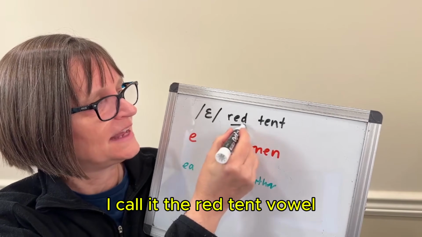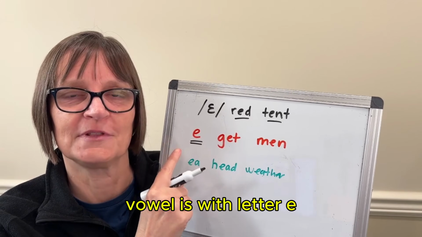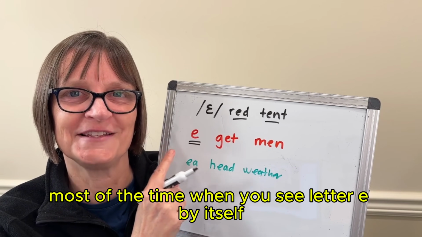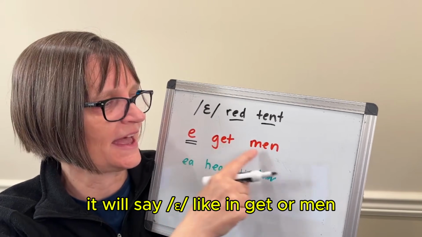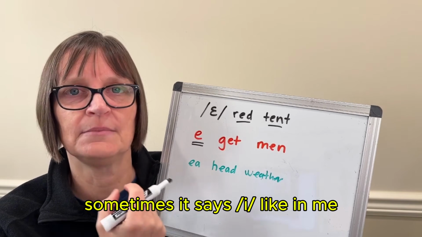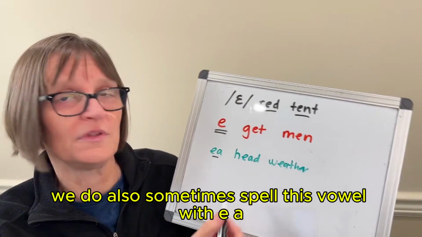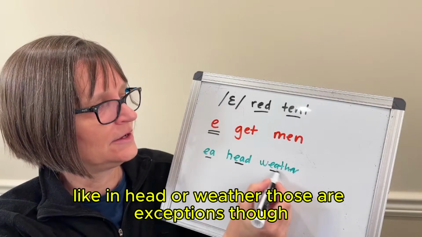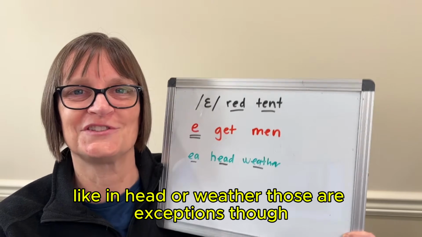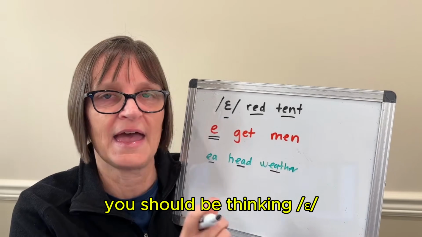I call it the red tent vowel because our most typical spelling for the vowel is with letter E. Most of the time when you see letter E by itself, it will say eh, like in get or men. Sometimes it says E like in me, less common though. We do also sometimes spell this vowel with EA, like in head or weather. Those are exceptions though. And most of the time when you see letter E, you should be thinking that lax front vowel.